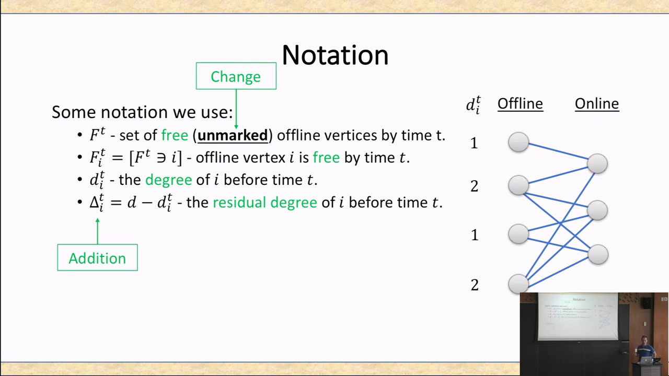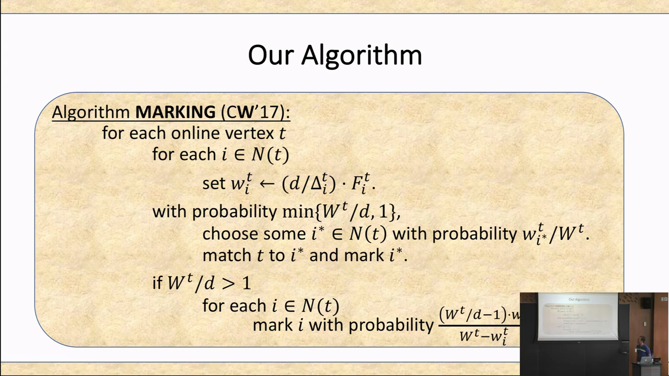So we've gone through notation, we've gone through a bit of intuition. Let's actually get the algorithm. So our algorithm, which we call marking, acts as follows. For every online vertex t, we assign each of t's neighbors a weight, D over delta_ti, times the indicator of whether or not they're free. So if they're free, they get this value, and if not, they get a value of 0. So Guru, for your question early on, whether or not the probability of F_ti will be easy to compute, we'll shortly show that this is 1 over the probability of F_ti. Bit of a spoiler.